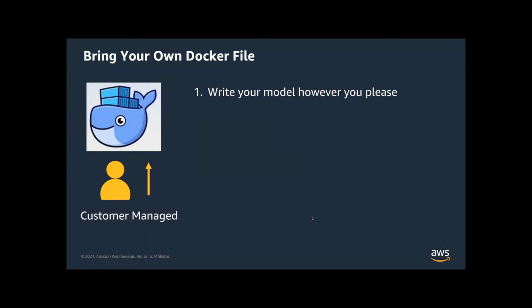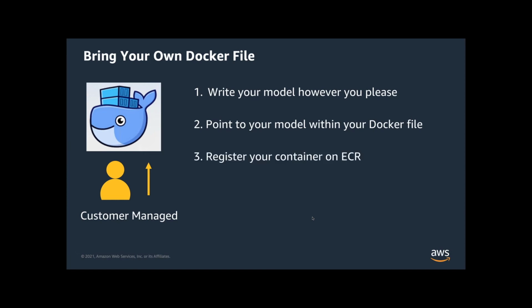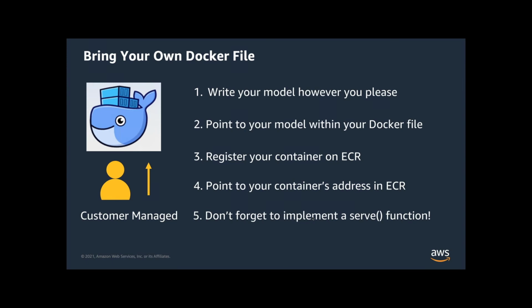So the first thing, you gotta write your model, right? Point your model within your Docker file. I'm gonna explain in a bit. You need to register your container on ECR. Point your container to the ECR URL, and you gotta implement some of the functions required for SageMaker when it's gonna kick off your container for either training or inference. You gotta implement those.